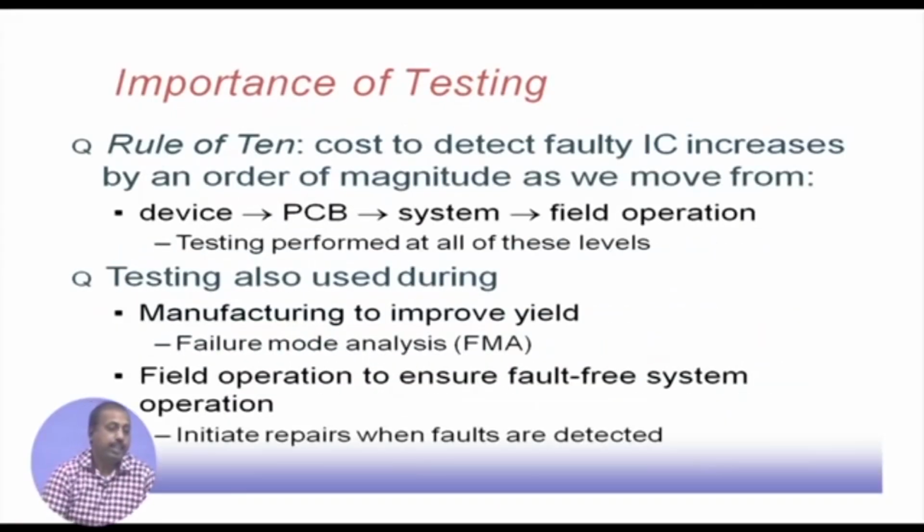There is a rule of 10 which says that the cost to detect a faulty IC increases by an order of magnitude as we move from device to PCB to system to field operation. When I have manufactured a transistor on the silicon floor, we can test it. That transistor may be faulty, and if so, we may think about replacing it with another transistor. There may be spare transistors to which we make the connection, ignoring the faulty transistor. That way, in the manufacturing process itself, we can rectify the problem.